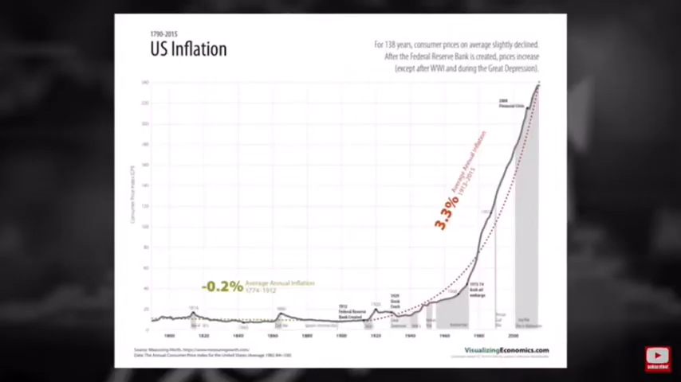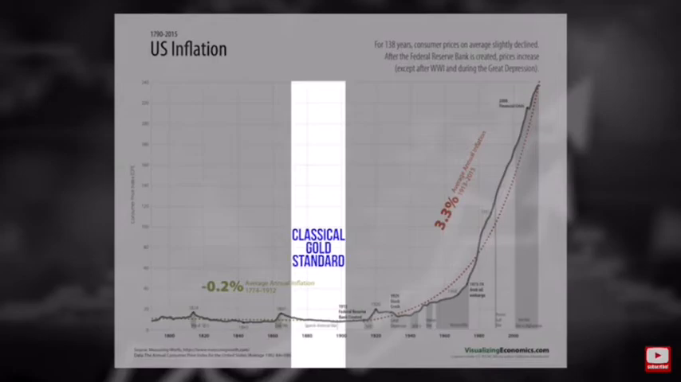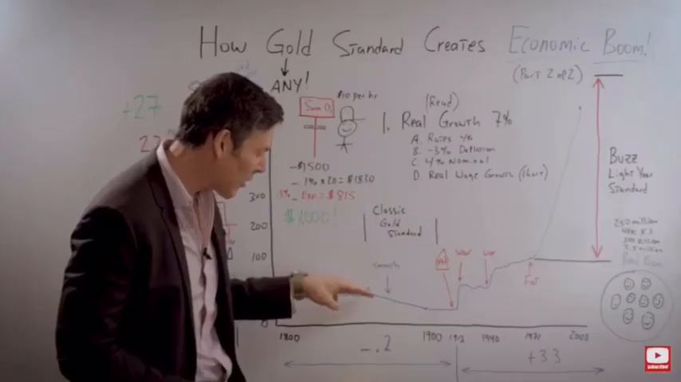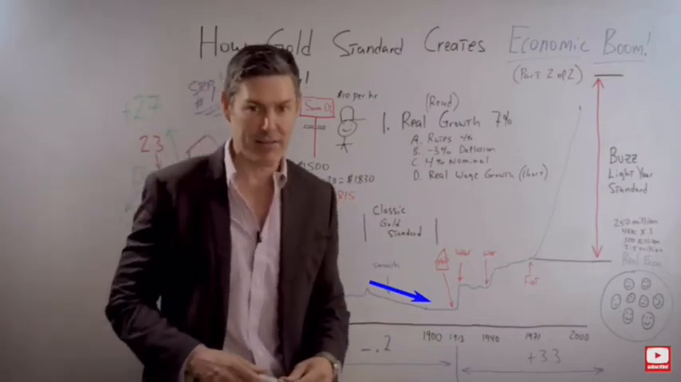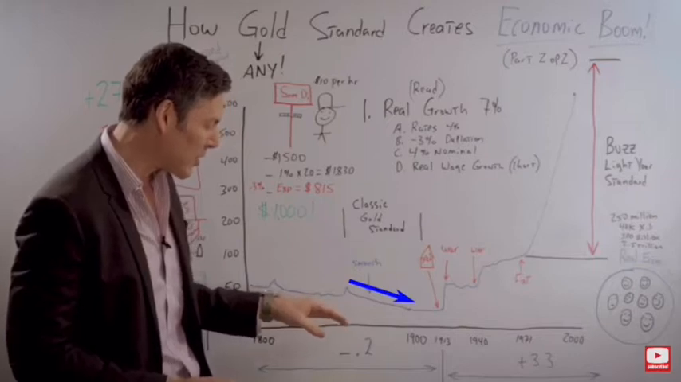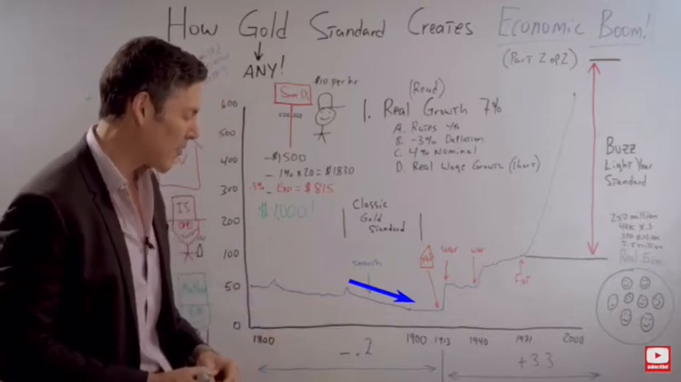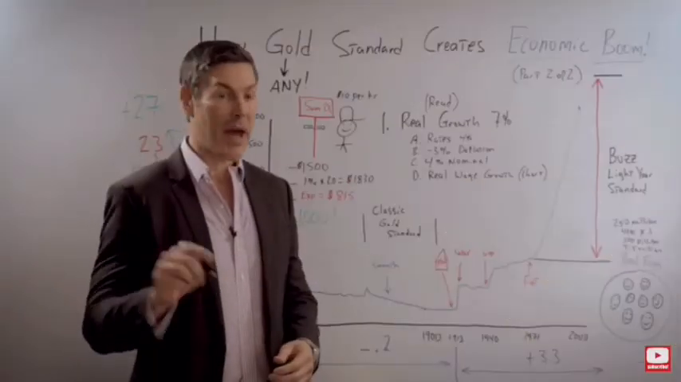I also want to point out that this time frame between about 1870 and 1913, we call that the classical gold standard. And if it looks like this line is incredibly smooth, that's because it is. Per year, inflation barely ever went up and deflation went down at a clip of about 3% per year. Not too bad, was it?